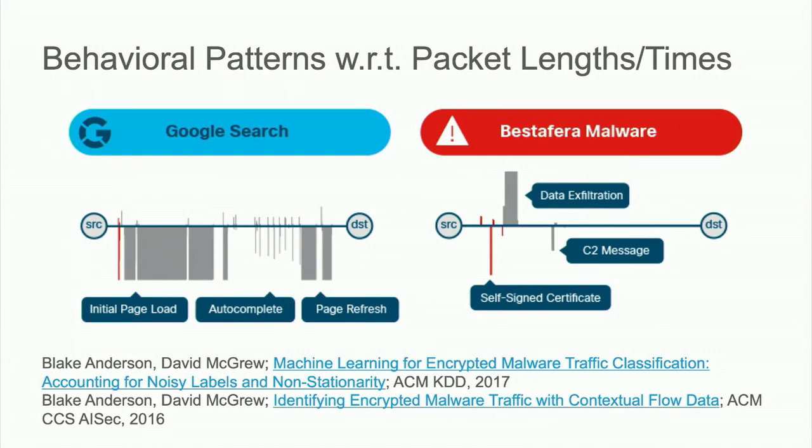if you look at this packet pattern between a source and destination, for a Google search on this side and for malware on that side, they look very different. For example, here for the Google search, you see the source. You see some initial unencrypted packets. You see the initial page load.